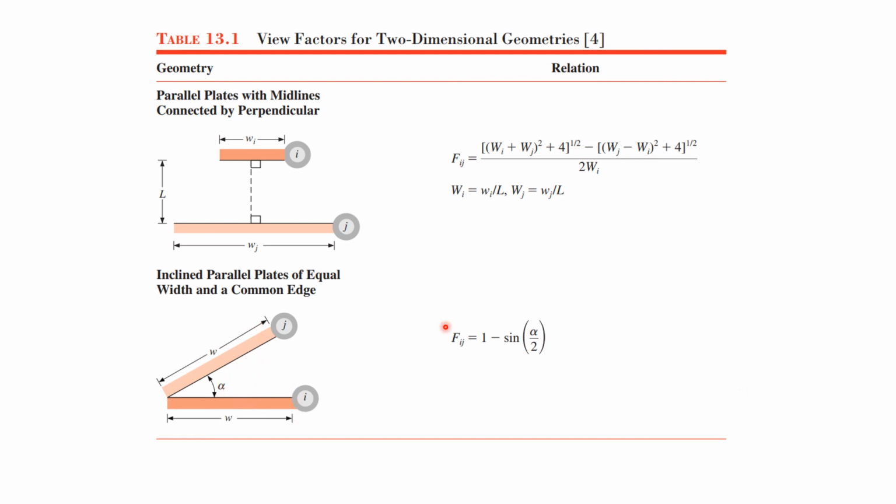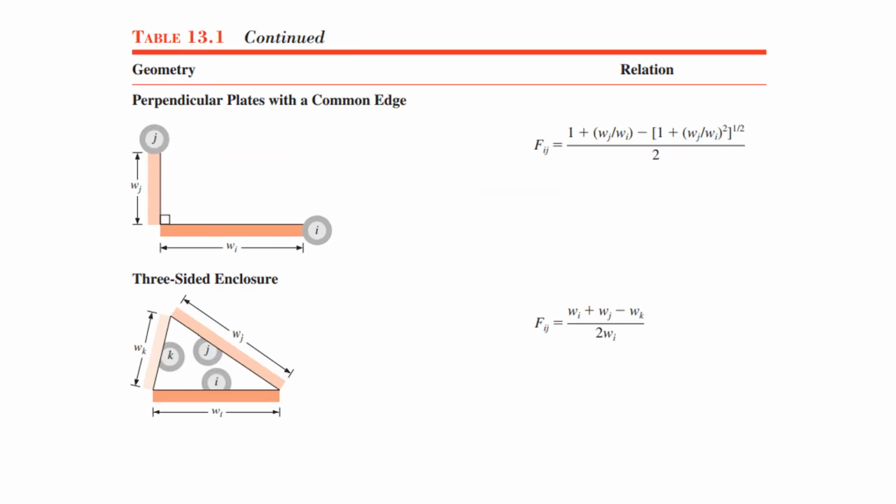Similarly, if you have completely parallel plates, so if your alpha is 0, that means surface I and surface J will completely coincide with each other. In that case you'll be left with F of ij equals 1. That means your surface I will completely view surface J and your surface J will completely view surface I, which will be true if those two surfaces coincide. Similarly, they've given you relations for some other scenarios as well.